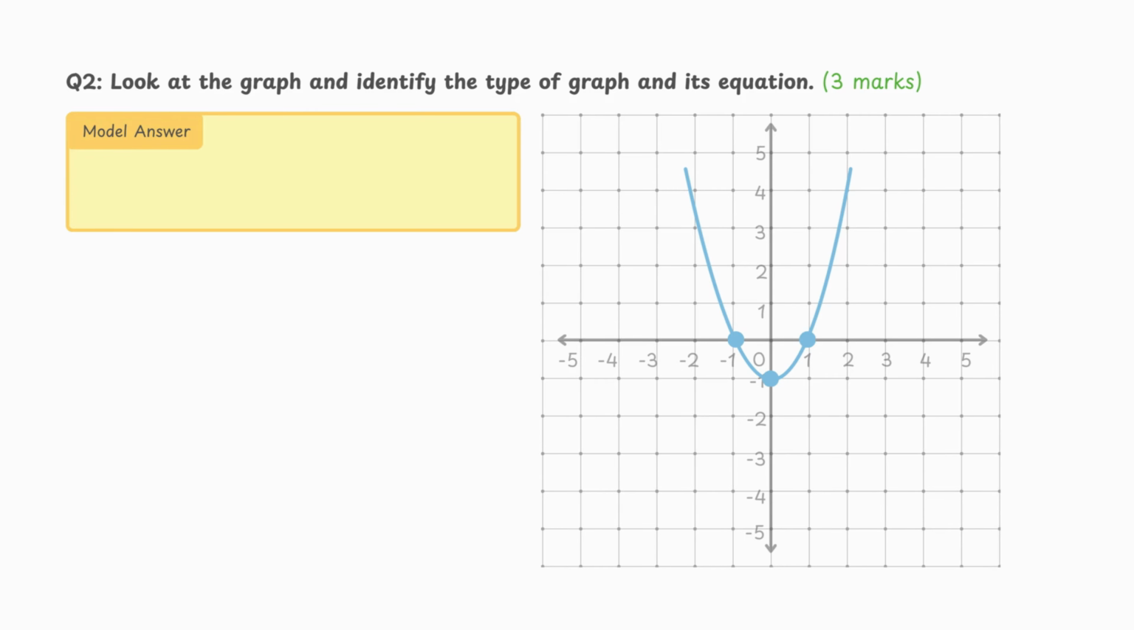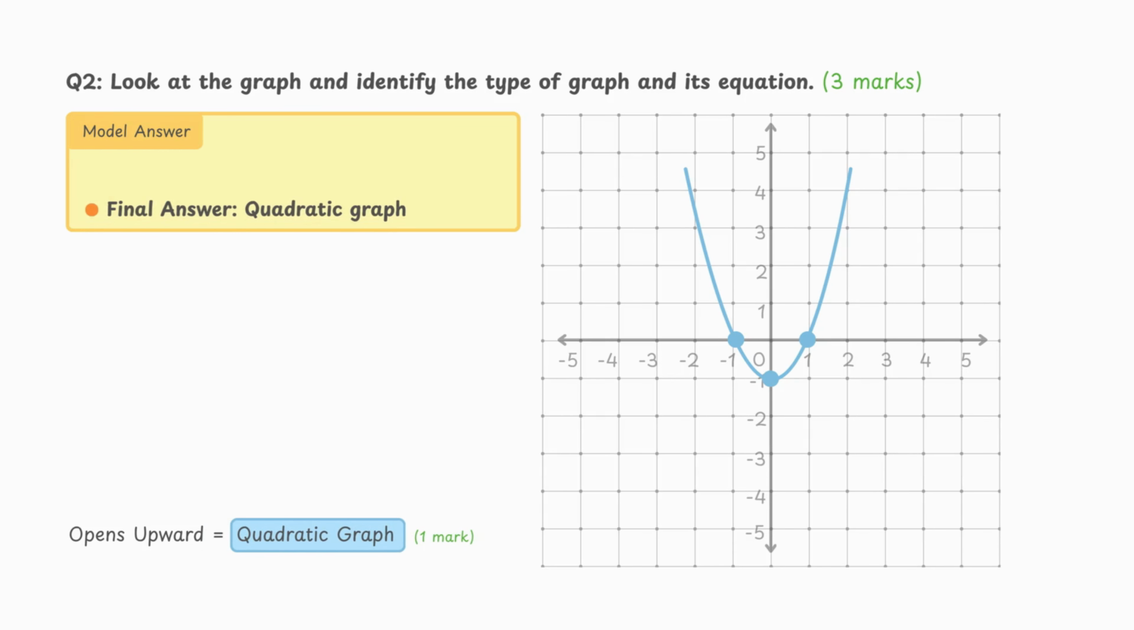If you follow the graph from left to right, you can see that it goes down, reaches a lowest point, and then rises again. This U-shaped curve is called a parabola. So from the shape alone, we can identify that this is a quadratic graph. This earns 1 mark. Now take a closer look at how the graph behaves. The graph opens upward. This tells us that the coefficient of x squared is positive.